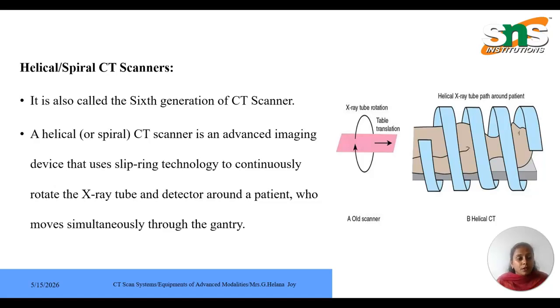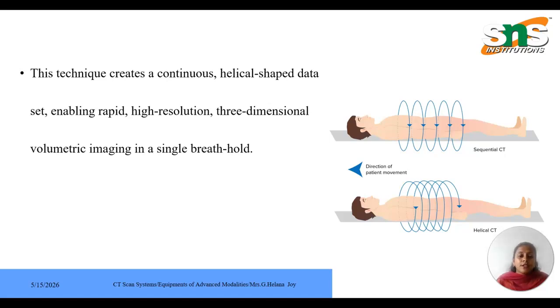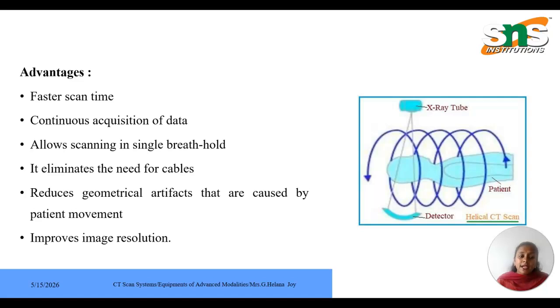Moving on to the sixth generation, which is also called helical or spiral CT scanners. A helical CT scanner is an advanced imaging device which uses slip ring technology to continuously rotate the X-ray tube and detector around the patient, who moves simultaneously through the gantry, like how it is shown in the images. This technique creates a continuous helical shaped data set, enabling rapid high resolution three-dimensional volumetric imaging in a single breath hold. Advantages are faster scan time, continuous acquisition of data, and scanning in a single breath hold. It eliminates the need for cables. It reduces geometrical artifacts that are caused by patient movement, and improves image resolution.